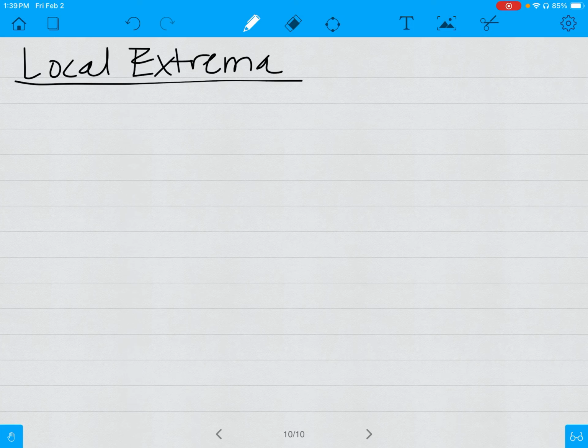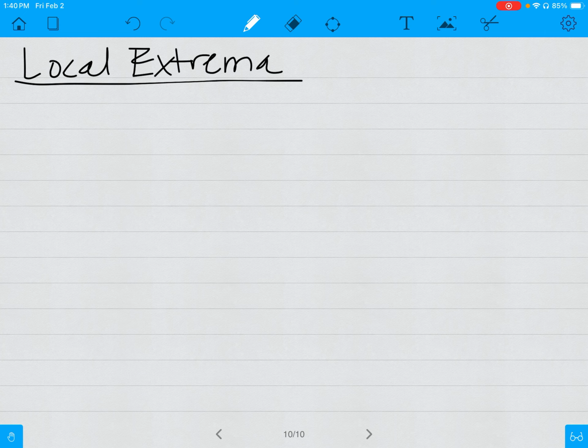Okay, so let's talk about local extrema. You see the term extrema? It is plural for extremum. And all that extremum means is that that's either a maximum or a minimum value. Okay, so these are the extreme values. What is the maximum of this function? What is the minimum of this function?